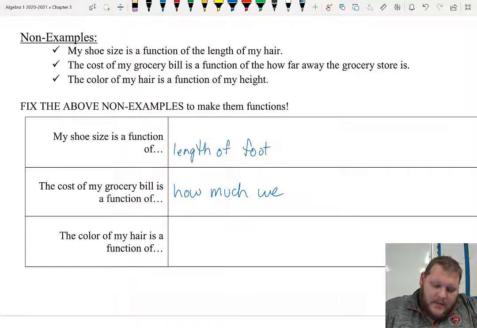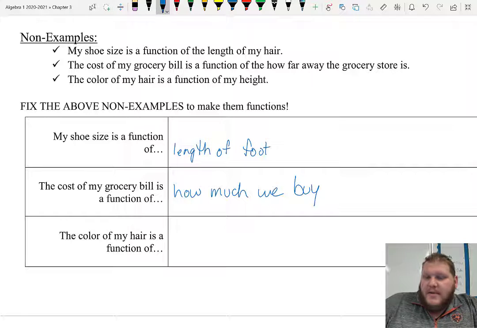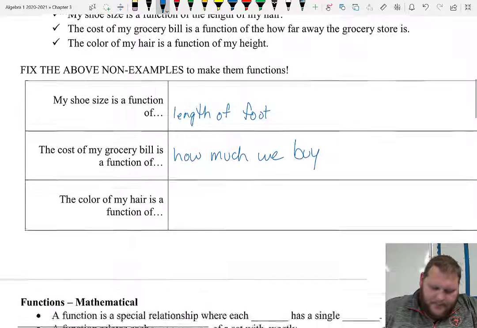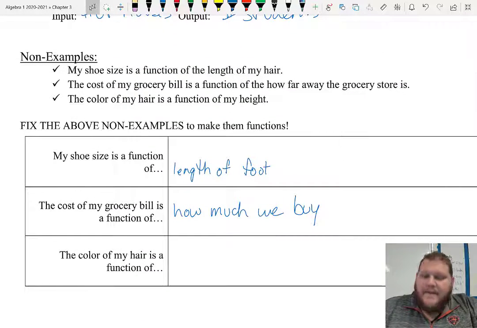Oops, I can't spell. How much we buy, how many groceries we get, how many food items we get, or maybe you could even say the number of people in your family. But even that again is not perfectly related to each other, where you could have a really big family that doesn't eat a whole lot versus a small family that eats a bunch.